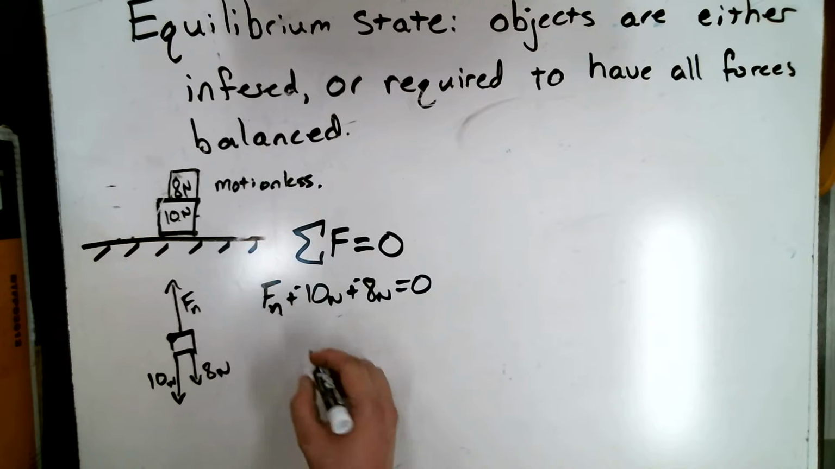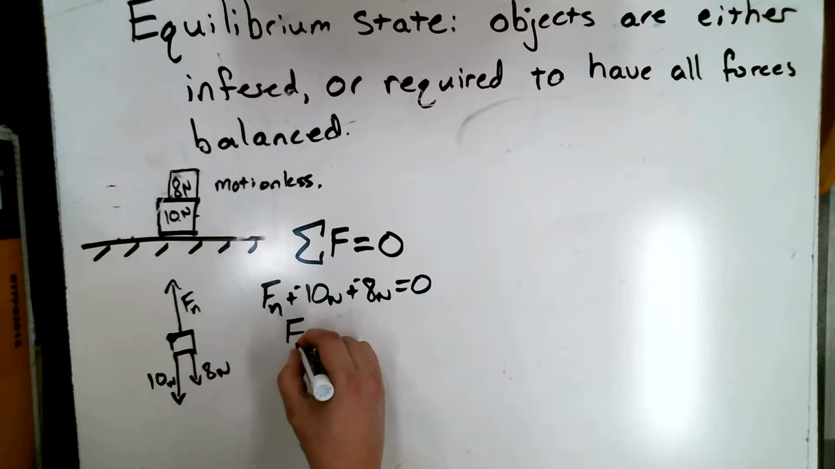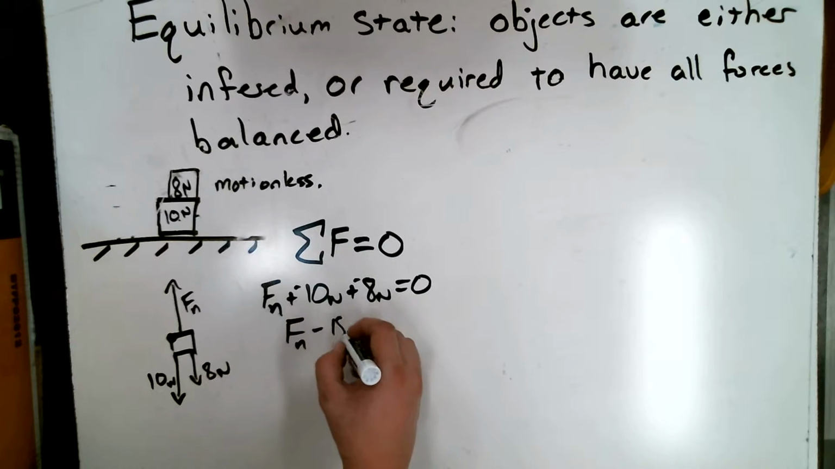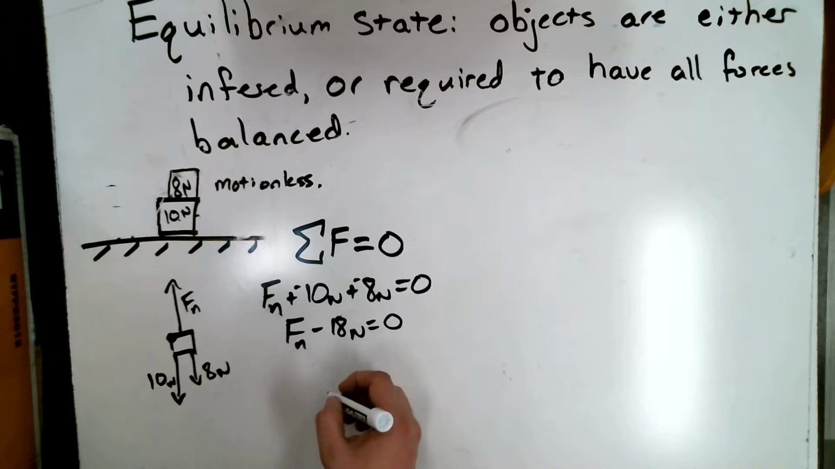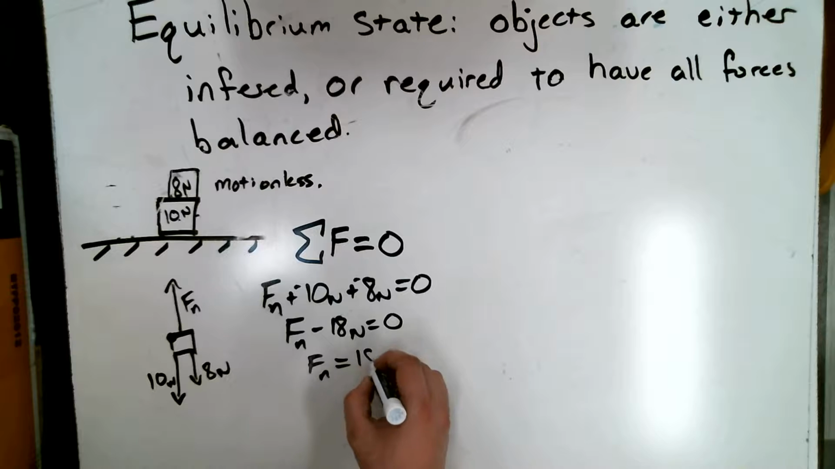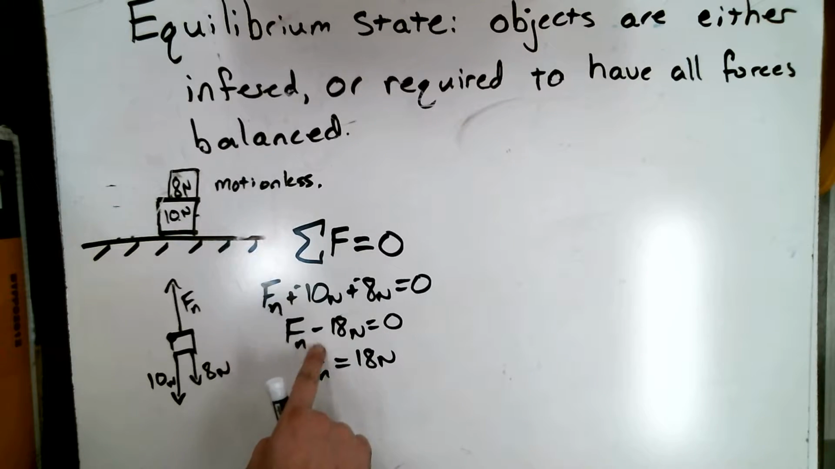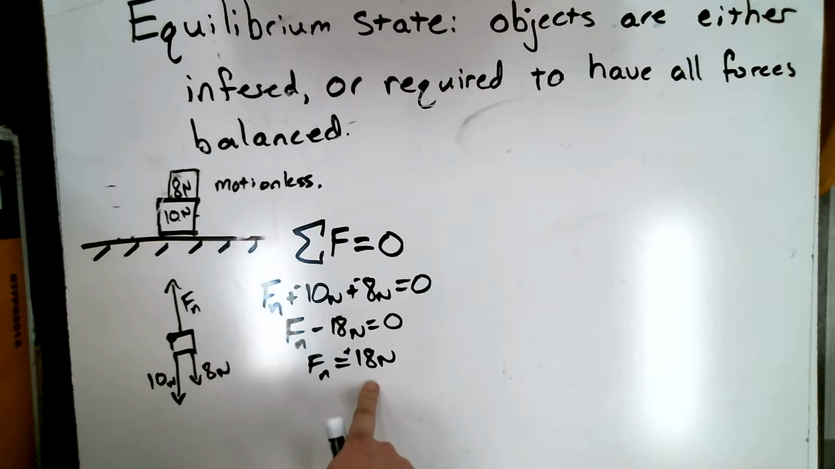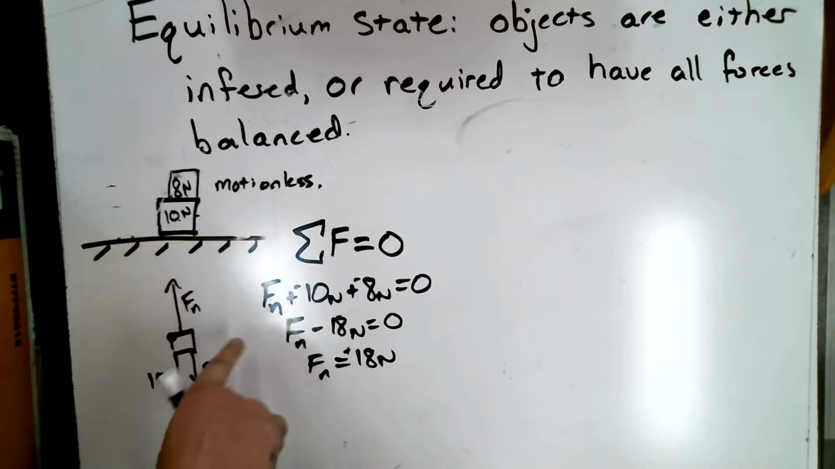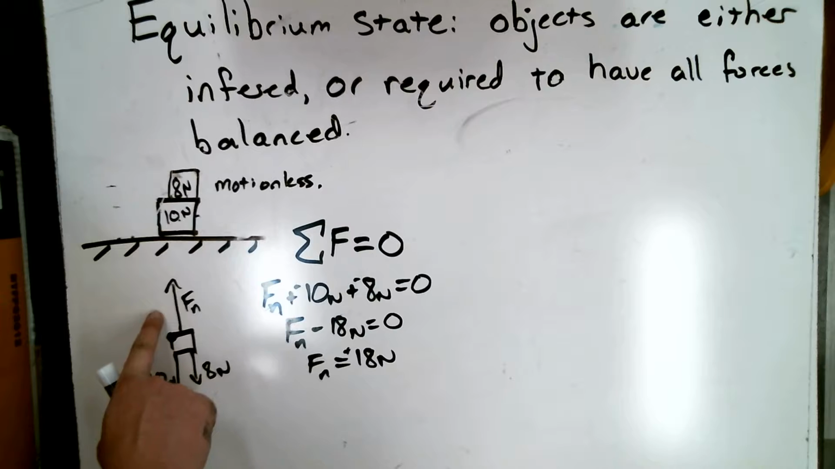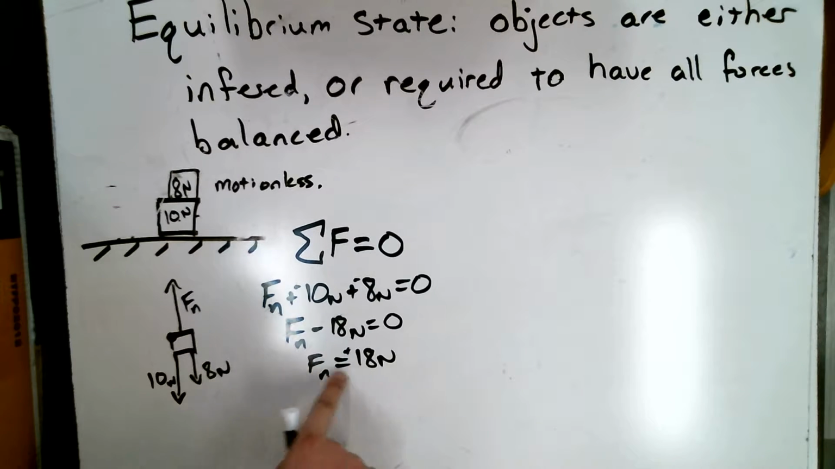And then we're just going to do the algebra here. Force normal minus 18 newtons equals 0. So my force normal must equal 18 newtons. When I bring this over to the other side, it does become positive, algebraically showing me that my normal force is upwards, like we suspected in the diagram. And it does equal 18 like we figured real quick.